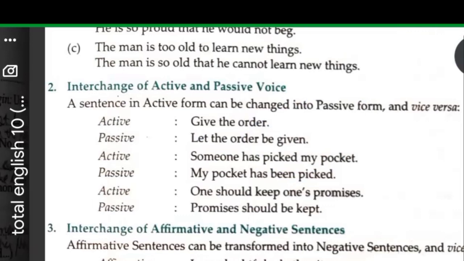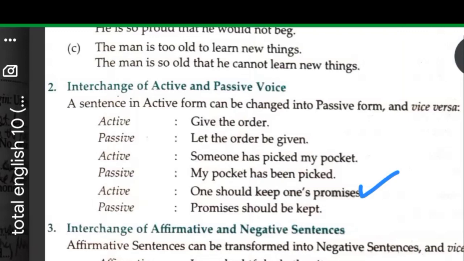Okay. Now, it's another example. One should keep one's promises. First of all, I would like to ask both of you: are you tired? No, sir. Okay. And what about the other one, like Harsimran? No, sir. Okay, that's fine.